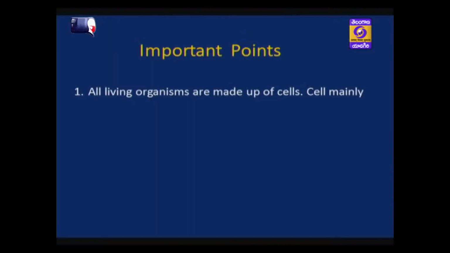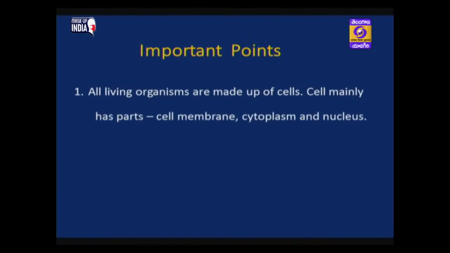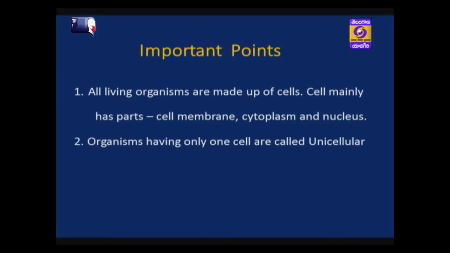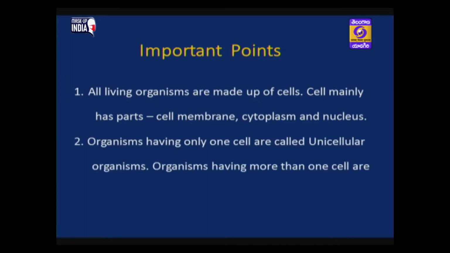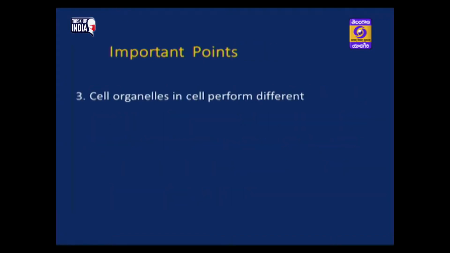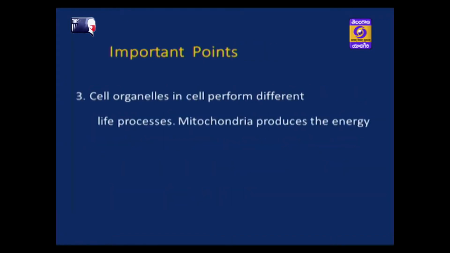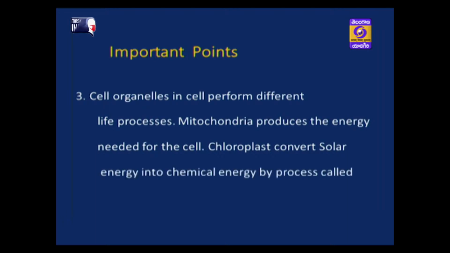All living organisms are made up of cells. Cell mainly has parts: cell membrane, cytoplasm and nucleus. Organisms having only one cell are called unicellular organisms. Organisms having more than one cell are called multicellular organisms. Cell organelles in cell perform different life processes. Mitochondria produces the energy needed for the cell. Chloroplast converts solar energy into chemical energy by a process called photosynthesis.